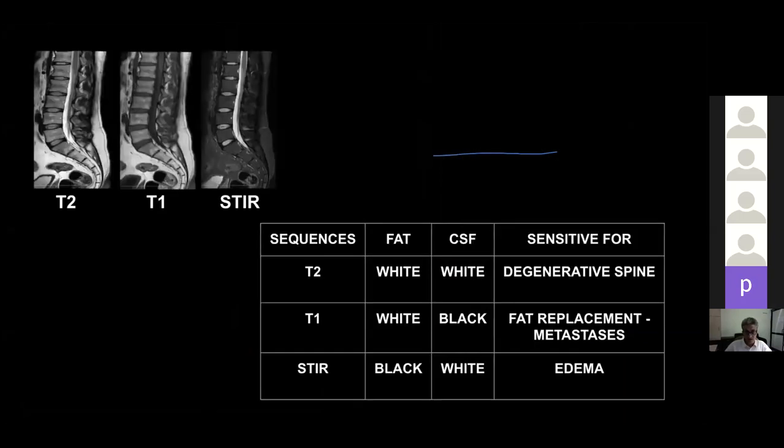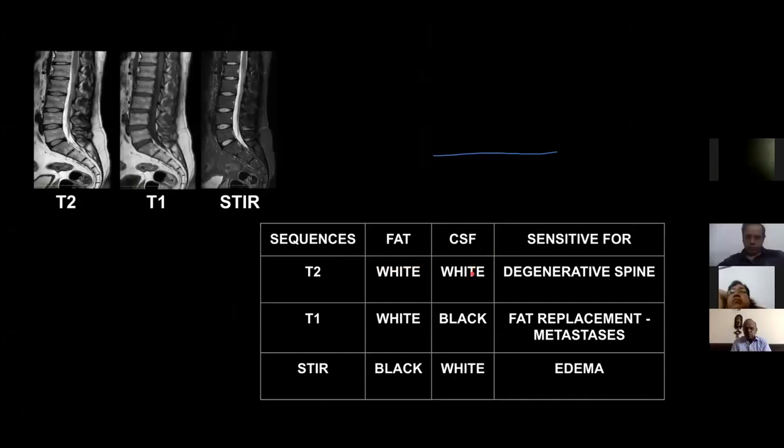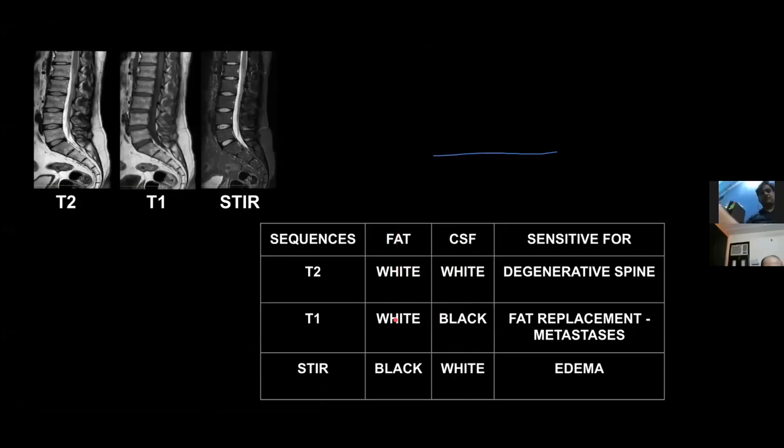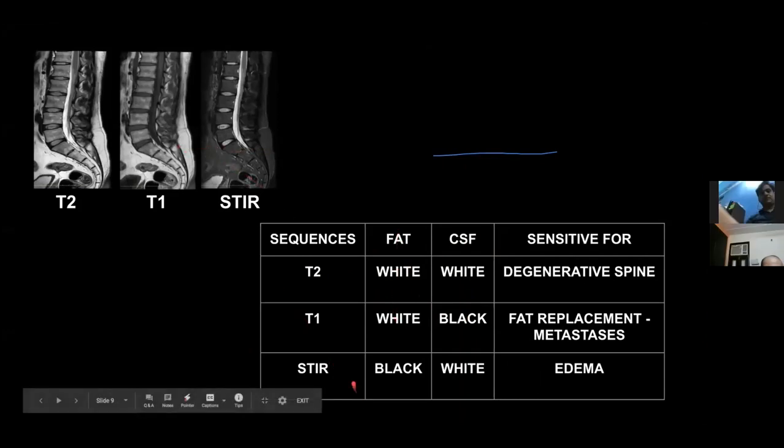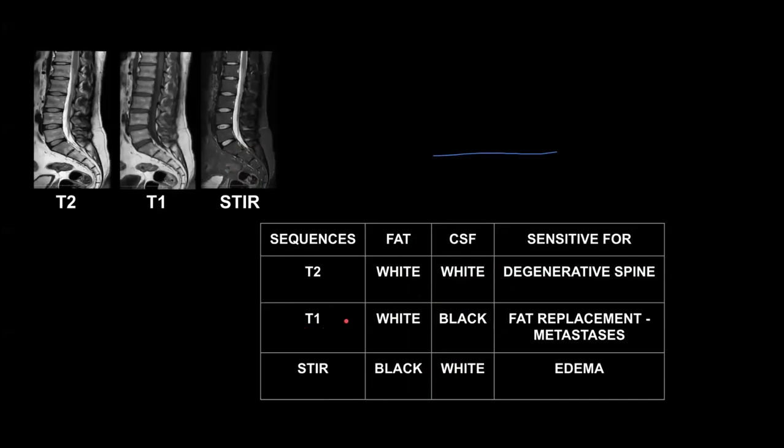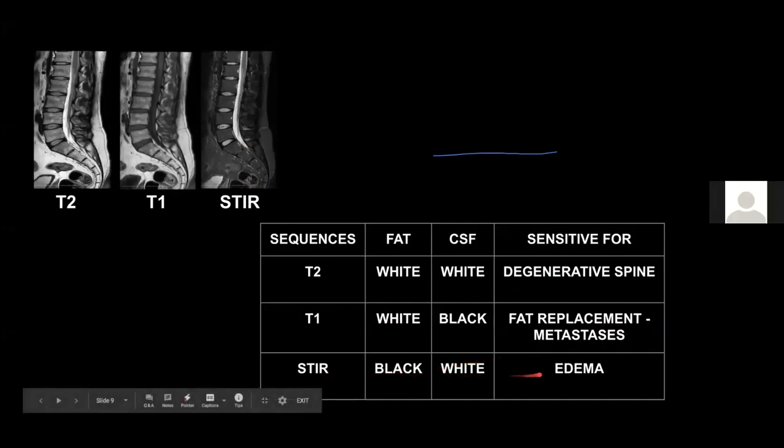So just tabulating this same information, this is one of the most important information in basics, that on T2, CSF is white, on T1, CSF is black, fat is white on both T1 and T2. You can see the reference image also. On STIR sequence, which is equivalent to T2, CSF is white, but fat is suppressed in this. Now T2 is sensitive for degenerative spine. T1 is sensitive for fat replacement disorders like metastasis. And STIR is sensitive for any small edema or inflammatory diseases.